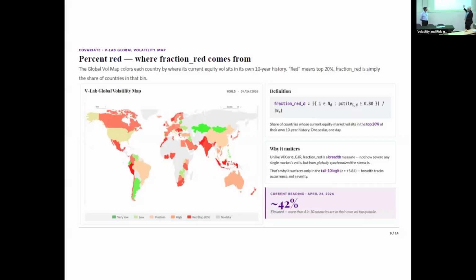And so this measure is what fraction of the countries actually are red at this point in time. And when that gets up to be something like close to 100%, the financial markets are kind of on fire. And the question is, is that a useful measure in figuring out what you can expect to come? Okay, so currently today it's at 42%. So less than half of them are red.